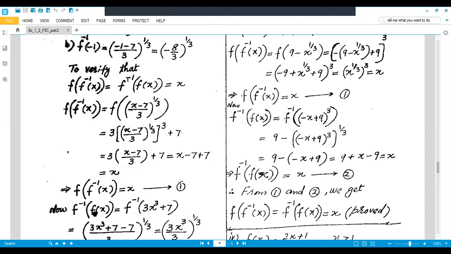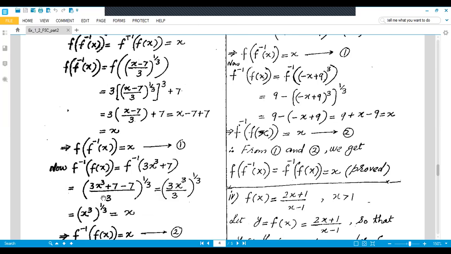So f inverse into f of x. The value of f of x is 3x cubed plus 7, and the inverse function is the cube root of (x minus 7) over 3. So in place of x, you put this value: the cube root of (3x cubed plus 7 minus 7) over 3. Minus 7 and plus 7 cancel, 3 cancels with 3, and the cube cancels with the cube root.